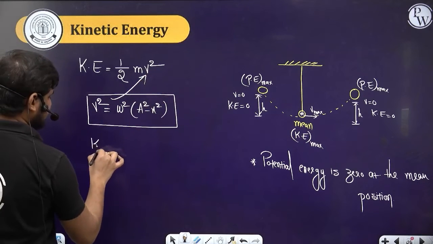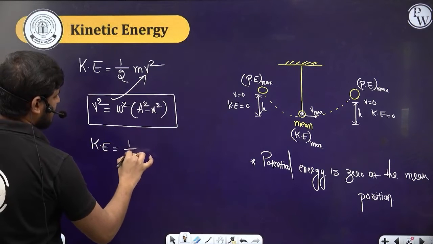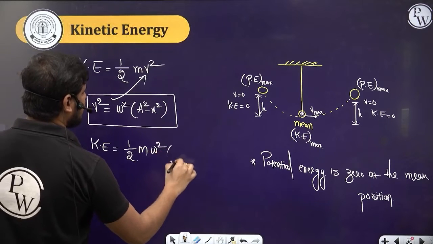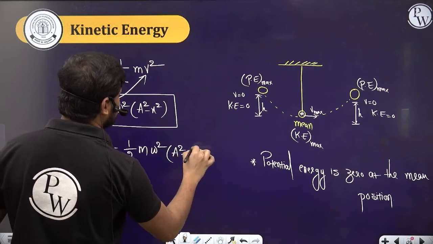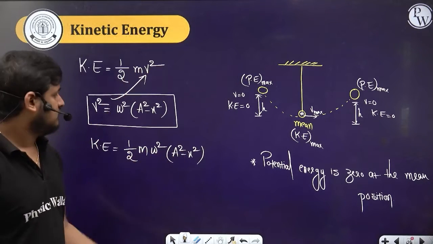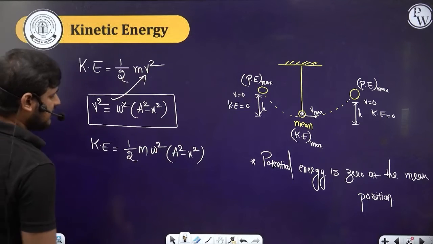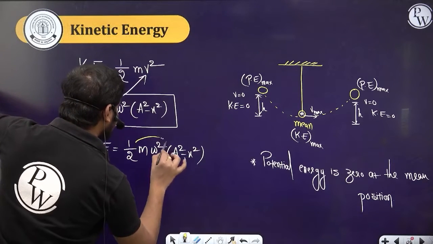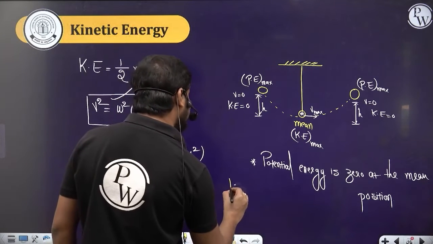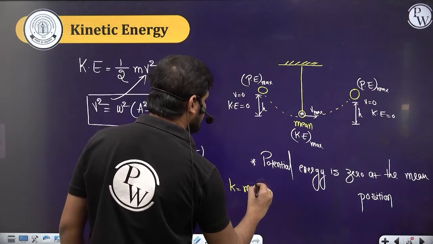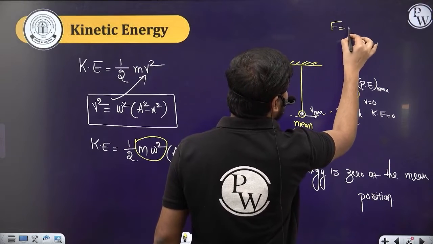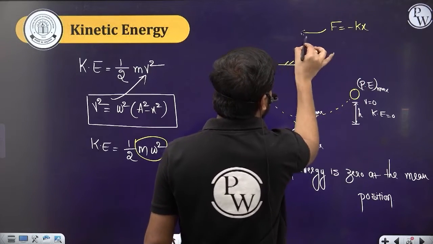So the kinetic energy KE is equal to half m into v square, and in place of v square I am writing omega square into a square minus x square. Did you see this term anywhere? What is m omega square? In S.H.M, k equals m omega square, right? F is equal to minus kx, where F is the restoring force you learned.